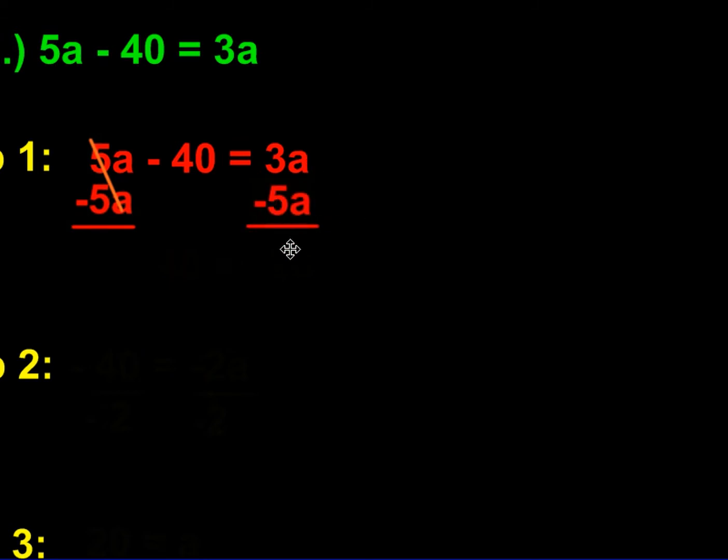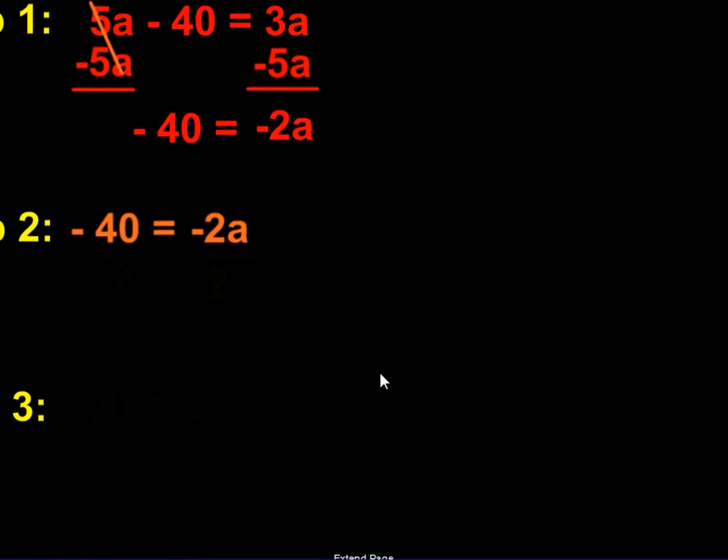So we subtract 5 from 3, and we get negative 2a. And we bring down negative 40, and that equals. And that brings us to step 2. So we have negative 40 equals negative 2a.